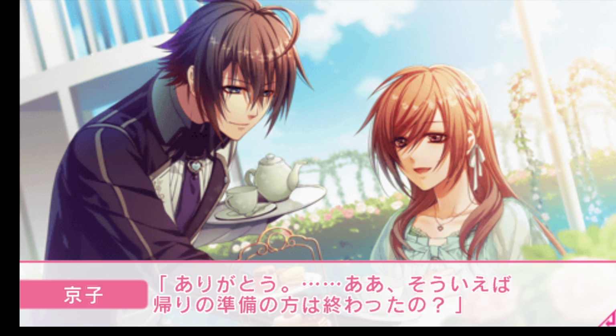So, 帰る becomes 帰り. What does it mean then? It's a noun. Just kaeri is a return, or like a comeback to home. The preparations to come back home.